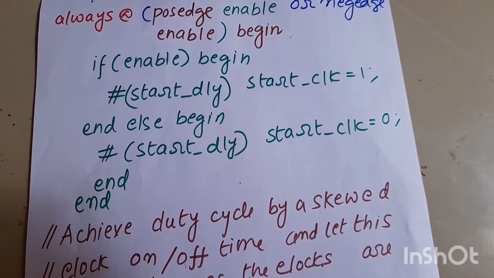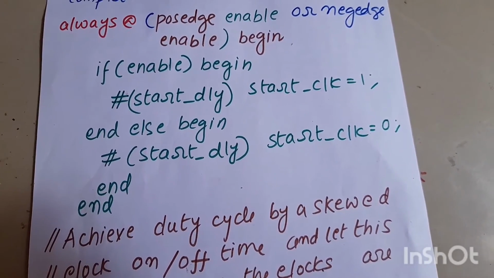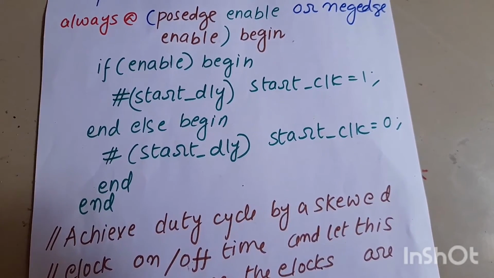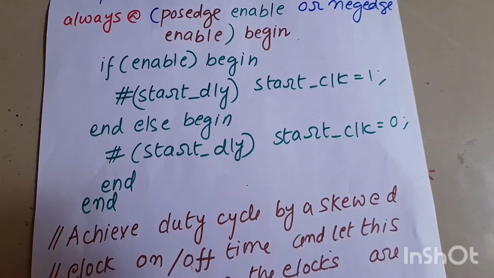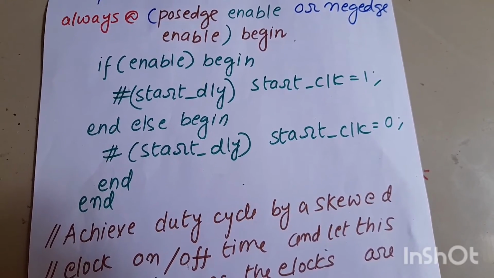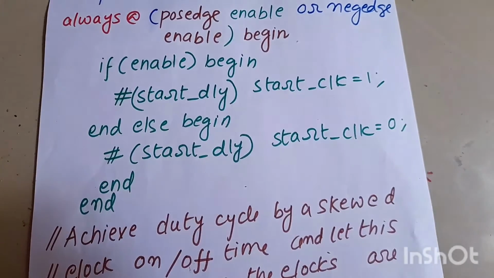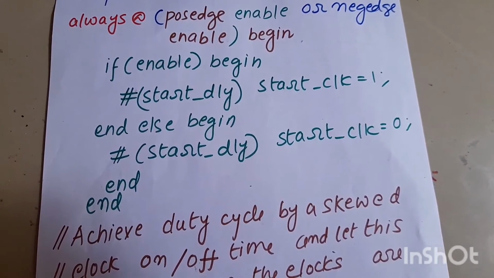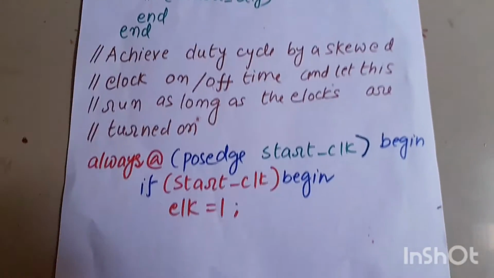स्टार्ट क्लॉक का ऑन एंड ऑफ पीरियड हमने कैसे पता किया था? स्टार्ट डिले से, जो हमने फेज ऑफ द क्लॉक से इवेल्युएट किया था. अब मैं एक्चुअल क्लॉक जो आउटपुट है उसको जनरेट करूंगी बेस्ड ऑन द स्टार्ट क्लॉक. ओके, अब मैं फेज शिफ्टेड क्लॉक को कैसे जनरेट करूंगी स्टार्ट क्लॉक से, ये देखो आप.